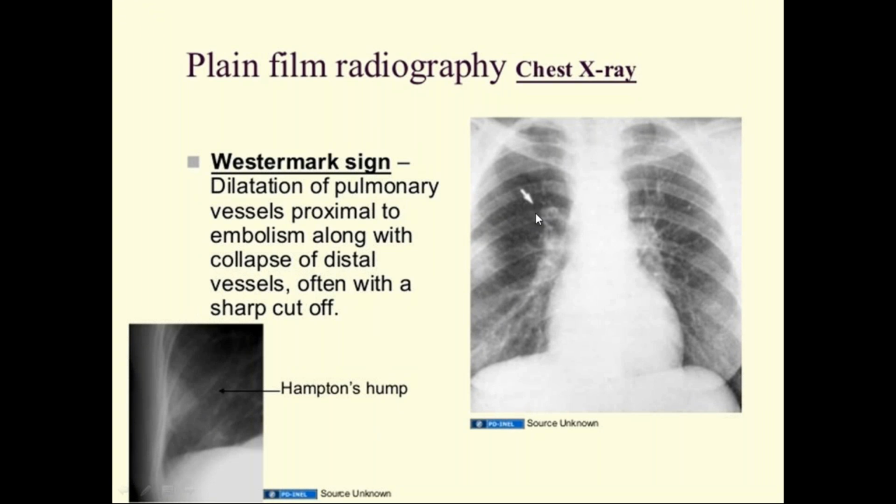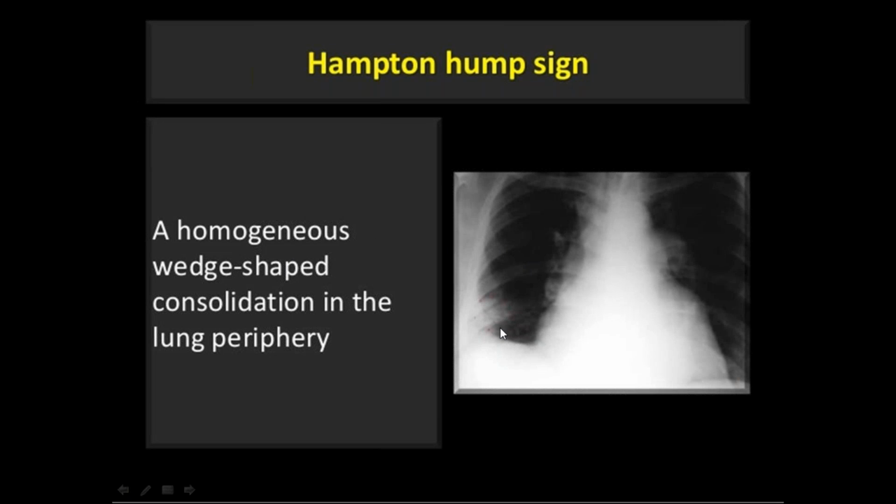Dilation of pulmonary vessels proximal to the embolism, along with collapse of distal vessels, often with a sharp cutoff, can be seen in pulmonary embolism. This is Hampton's hump. This is Westermark's sign, dilatation of pulmonary vessels proximal to the embolism. A homogeneous wedge-shaped consolidation in the lung periphery is Hampton's hump. These three signs are very important for your MCQ purpose.